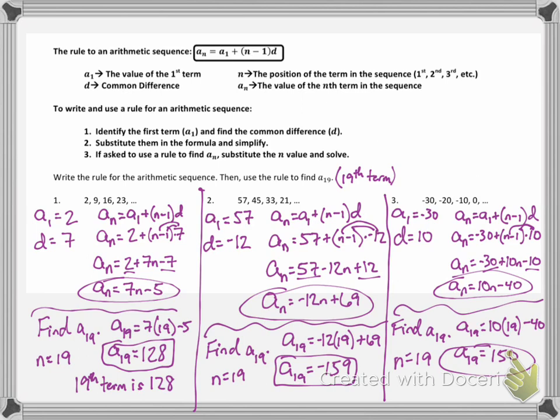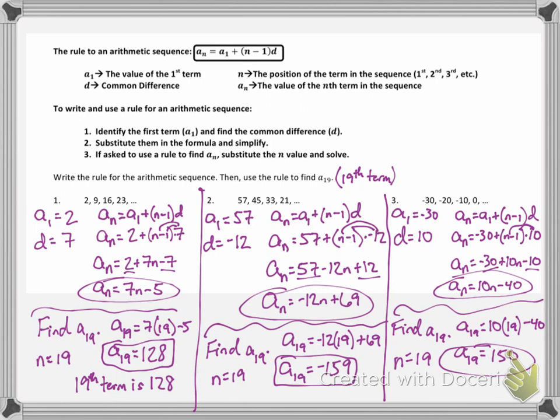So that's how you go ahead. If I give you an arithmetic sequence, that's the process you're going to follow. Identify the first term, identify the difference, plug them in, write your formula. Most of the time, you'll be asked to follow up and then use the formula to go find a specific term, well, then do so. Plug in that value for the n, and go ahead and do some quick solving using your calculator.